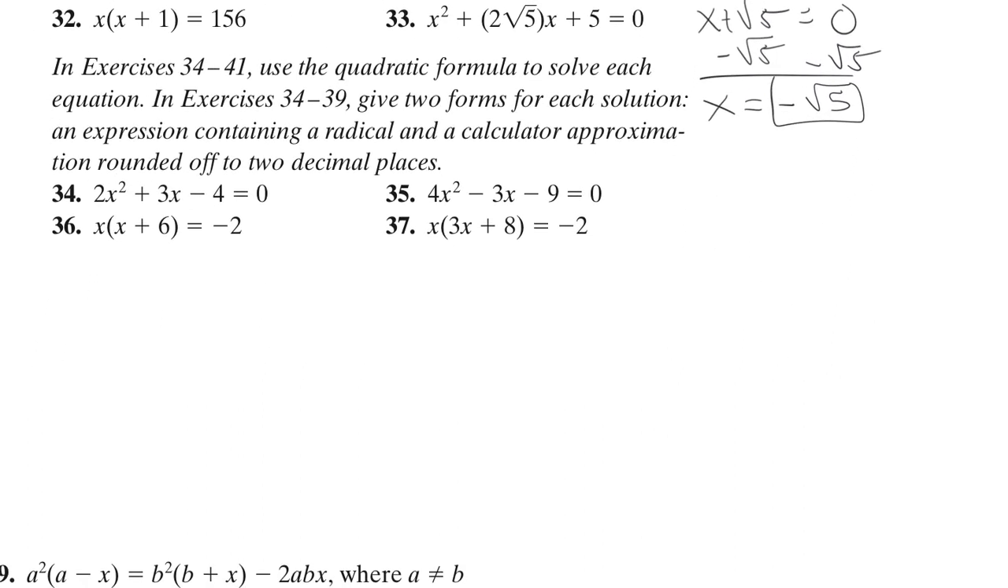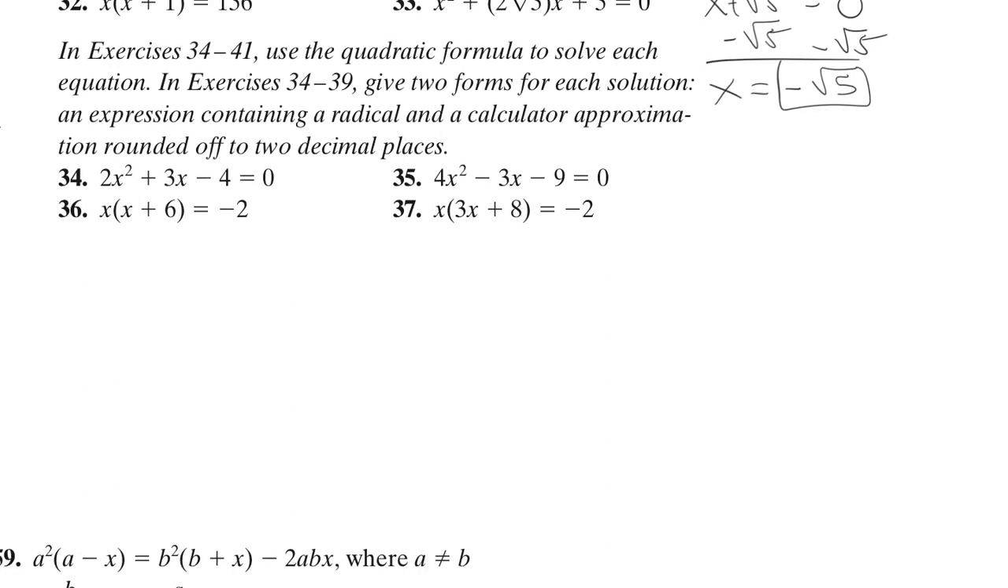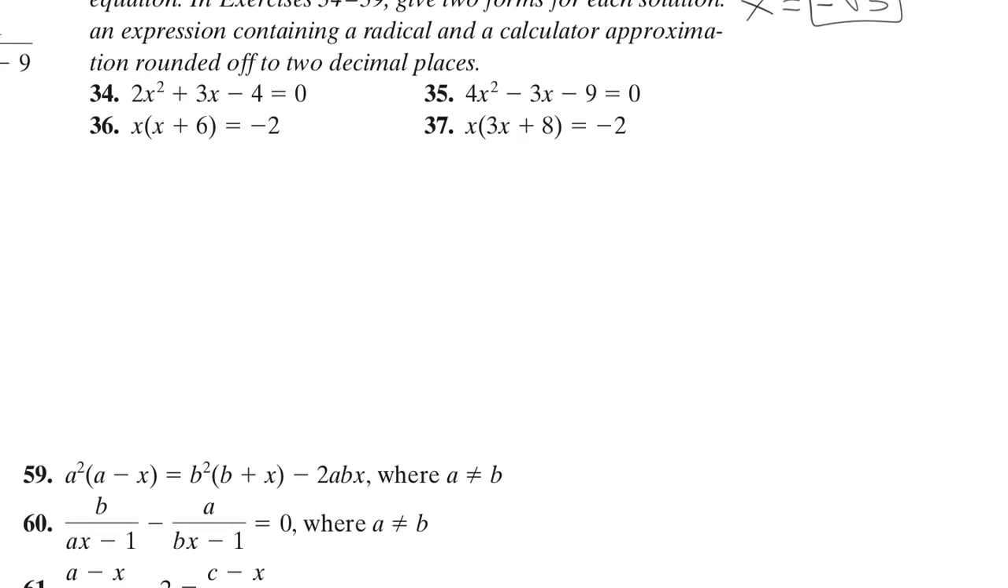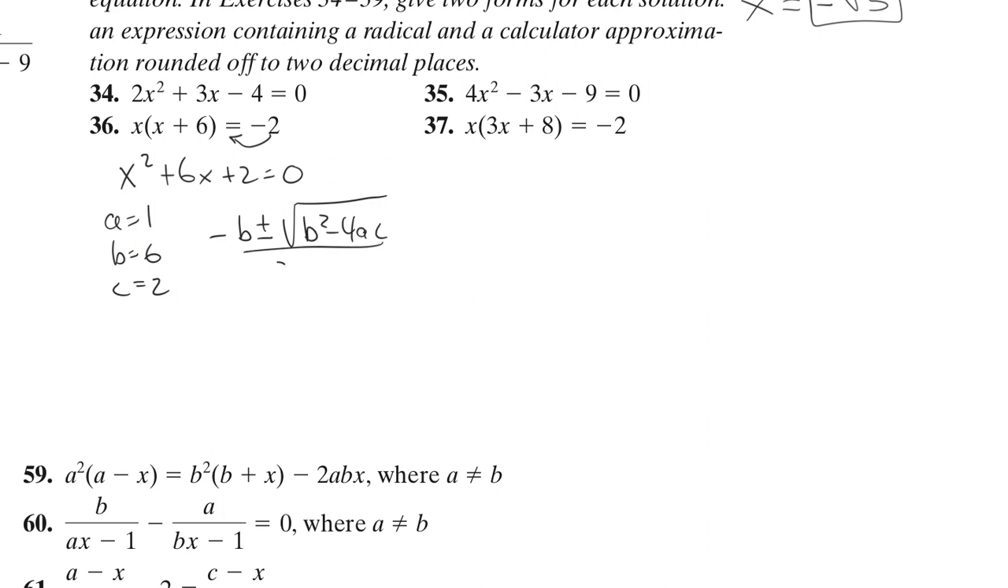Quadratic formula, geez, that's really easy. Like if you have number 36, if you distribute, that's x squared plus 6x, and then if you add the 2 to both sides, it's plus 2 equals 0. So a has to be 1, b has to be 6, and c has to be 2. So it's the opposite of b, plus or minus the square root of b squared minus 4ac, all divided by 2a. So negative 6 plus or minus the square root of 6 squared minus 4 times a times c, all divided by 2 times 1, 2a.